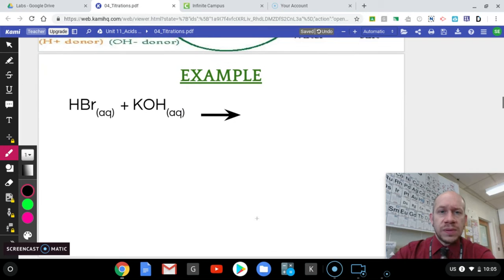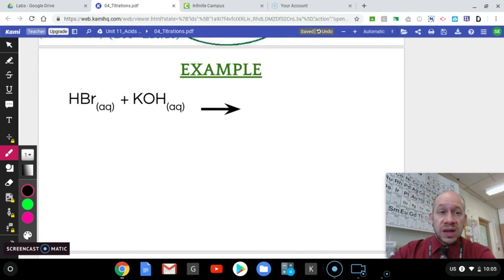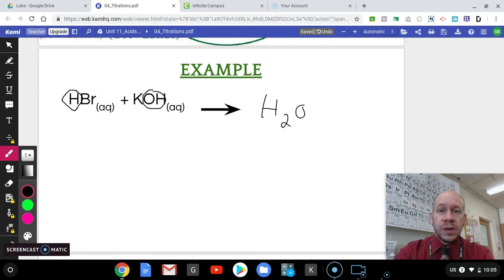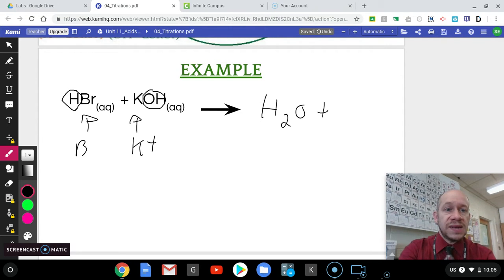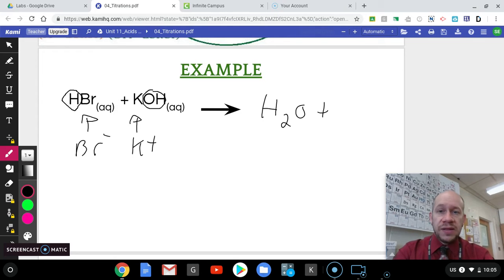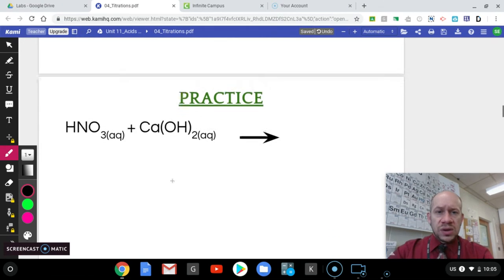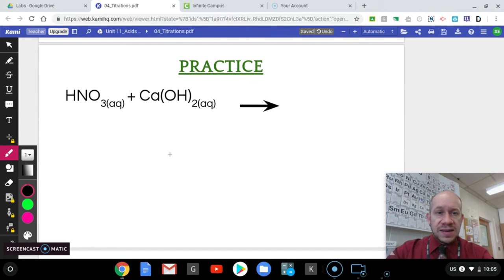So for example, the way this is done, you take the H from the acid, you take the OH from the base, and that makes your water, H2O. What's left over, my potassium is plus, my bromide is minus. Together they make potassium bromide. Always write the metal first. So you try one practice. I'll go over this in class.